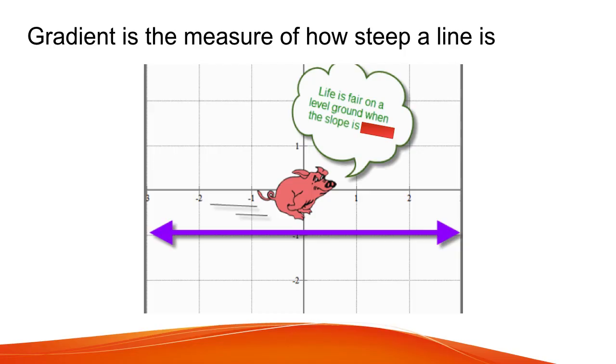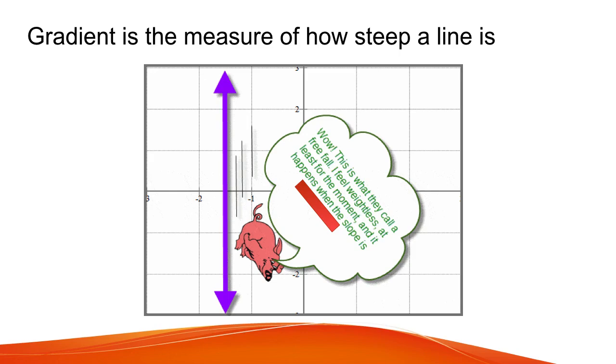Gradient is the measure of how steep a line is. Life is fair on a level ground when the slope is 0. And wow, this is what they call a free fall. I feel weightless, at least for the moment. And it happens when the slope is what? When the slope is undefined.